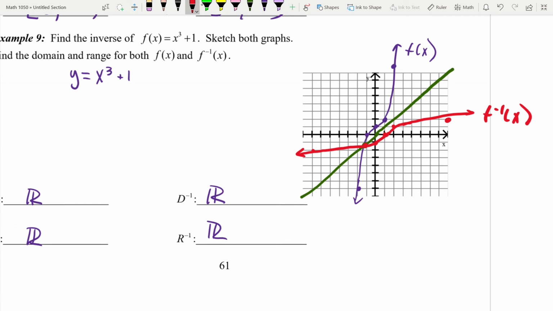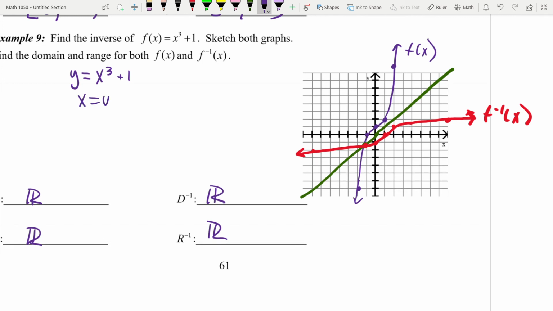Do you see how I'm off? You know what I mean? So you just have to be really careful with this. If that's (2, 8), please make sure (8, 2) is on there, and try to make it look like it's still going up. Okay, so now I find the inverse.